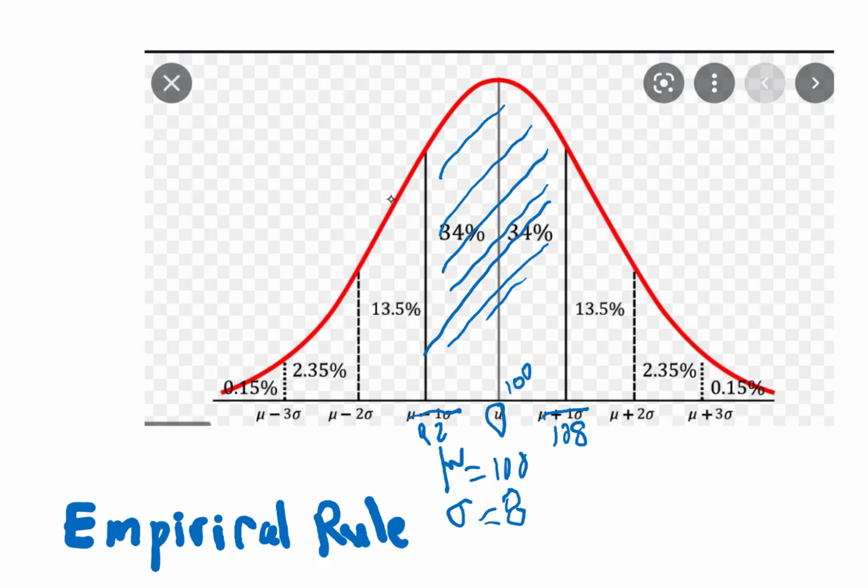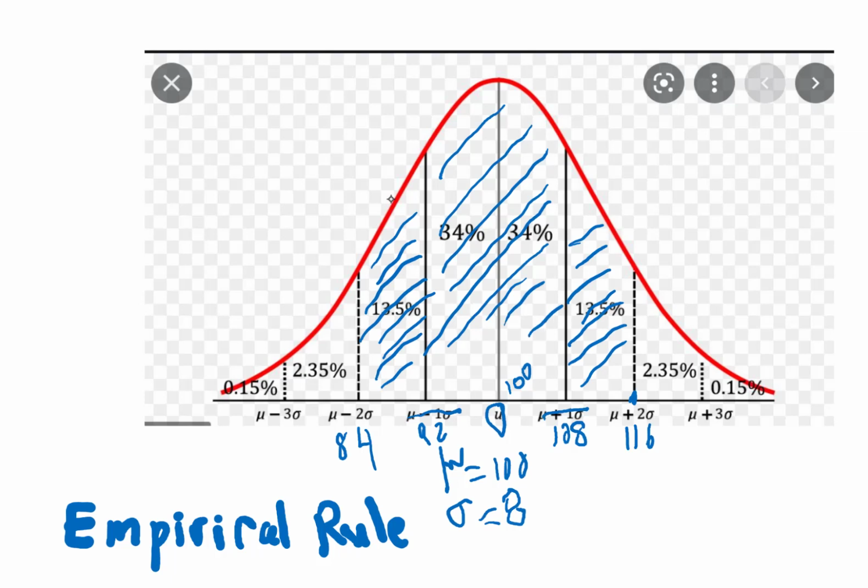Now, let me add another standard deviation. So that will be 108 plus 8, 116. And that will be 92 minus 8, which is 84. And let me shade this. Now you see there's more blue shading. 95% of the data falls within 2 standard deviations of the mean.